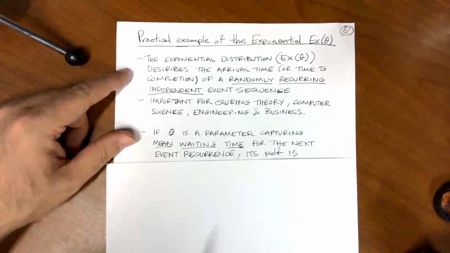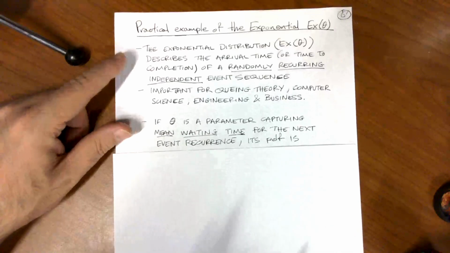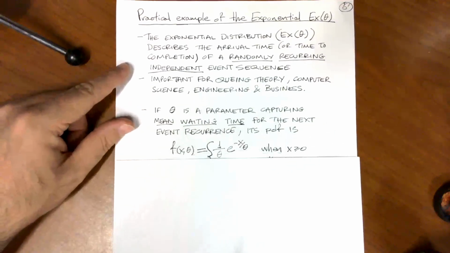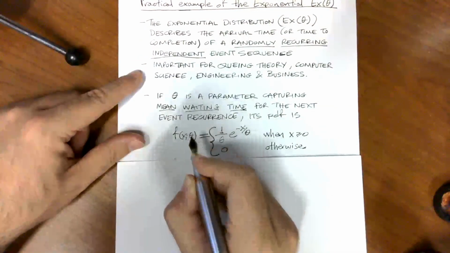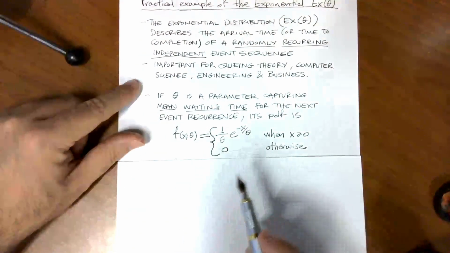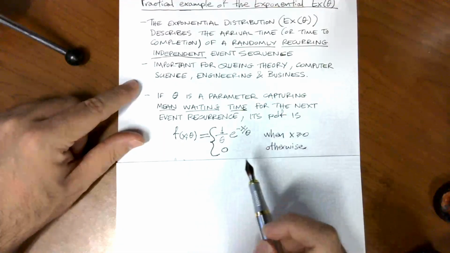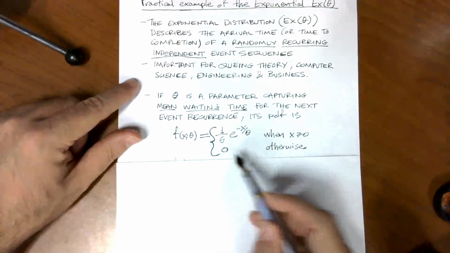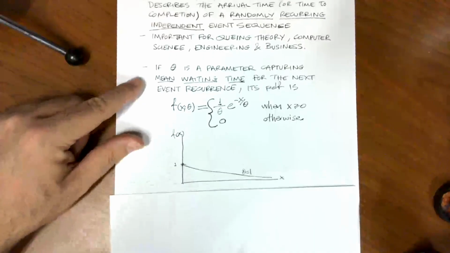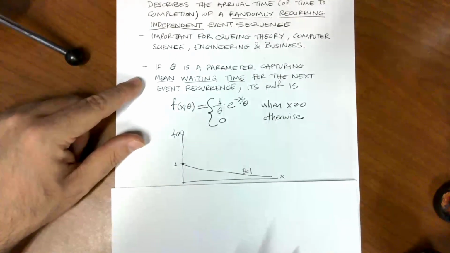If this theta is a parameter that is capturing, let's say, the mean waiting time for the next event recurrence, we can write the PDF in the format you have seen. The f of x, in this particular case where we add this general parameter theta, is equal to 1 over theta times e to the minus x over theta, for x being greater or equal than 0, and the value of f is 0 otherwise. Diagrammatically, you have seen how the exponential looks. This is the case where theta is equal to 1.